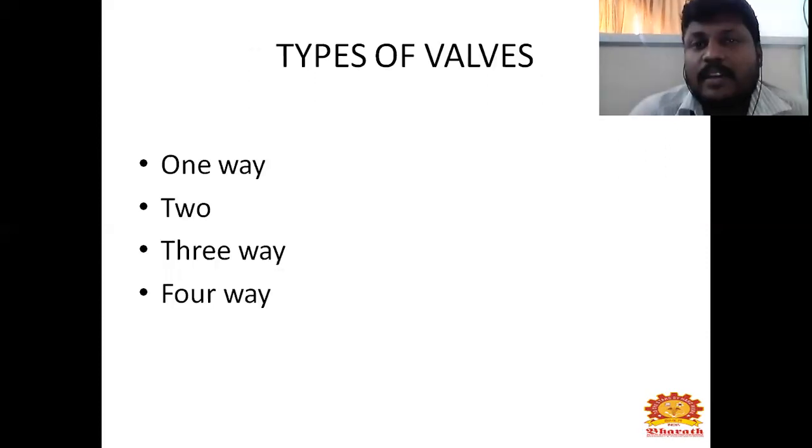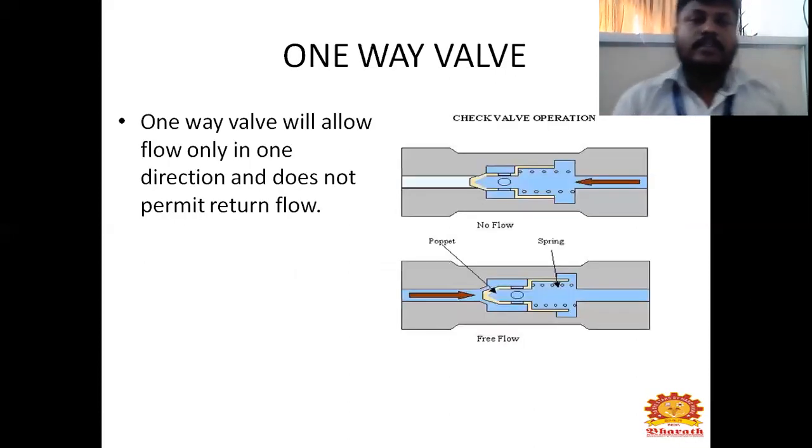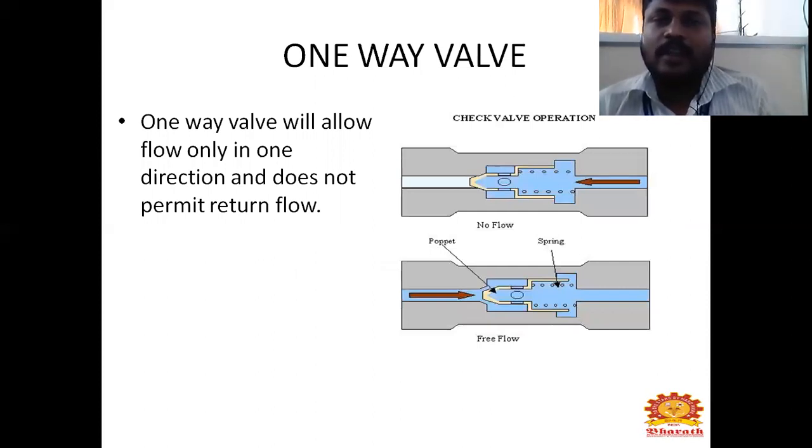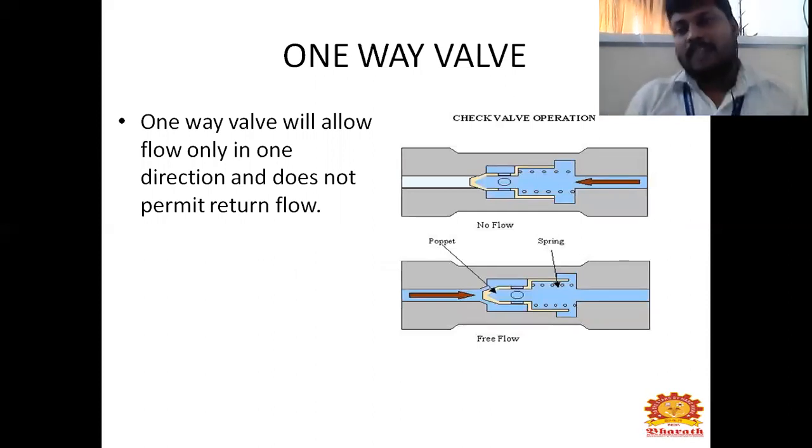Next one, types of valve. What are the types of valve? In directional control valves, you will be seeing types like one way, two way, three way, and four way. And we can see them one by one. This is a one way valve, which is a bit like a diode.